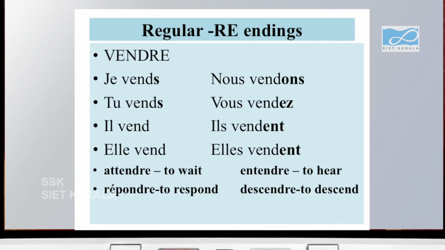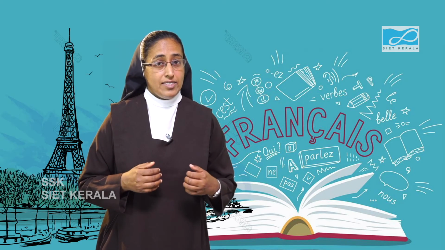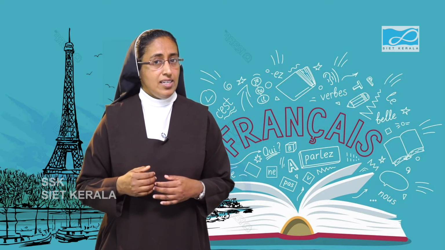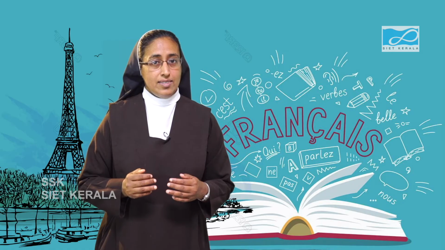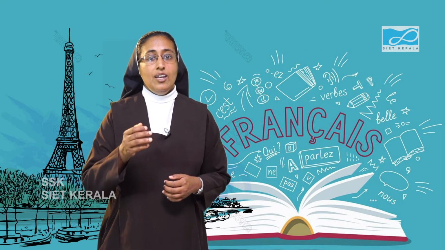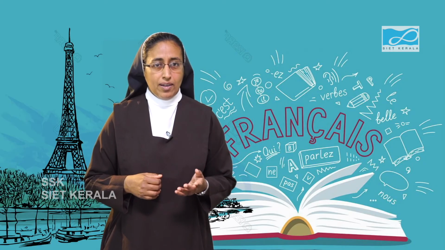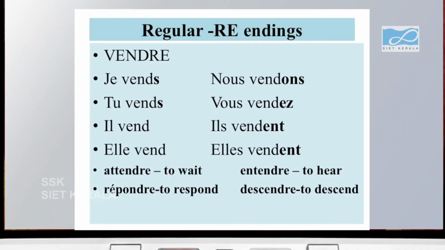So for the first group of verbs, ER, we delete ER and add E, ES, E, ONS, EZ, ENT. Then the IR group was IS, IS, IT, ISSONS, ISSEZ, ISSENT. And now we are learning the third one. So how do you formulate the rule? They could say if a verb ends in RE, we drop RE and you add the endings S, S, nothing. You don't have to add anything. Then you go for ONS, EZ and ENT.